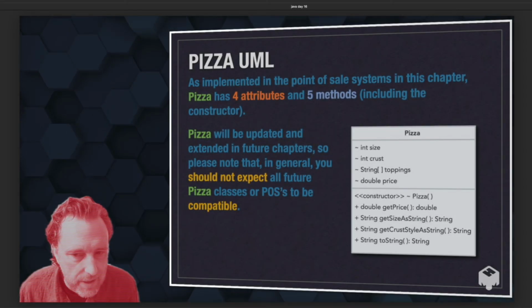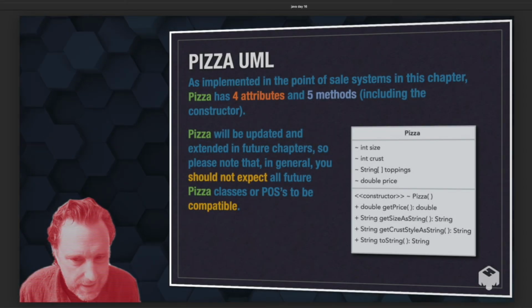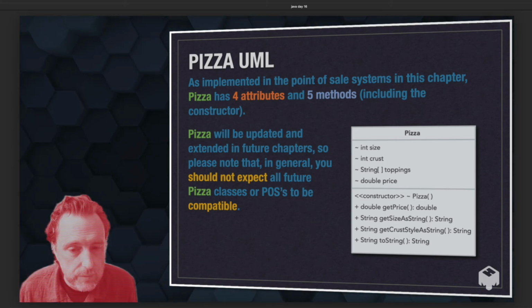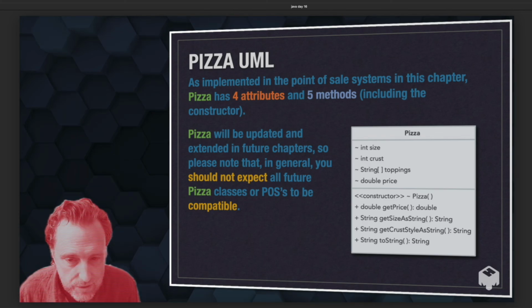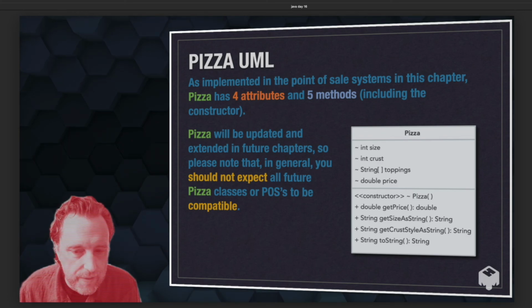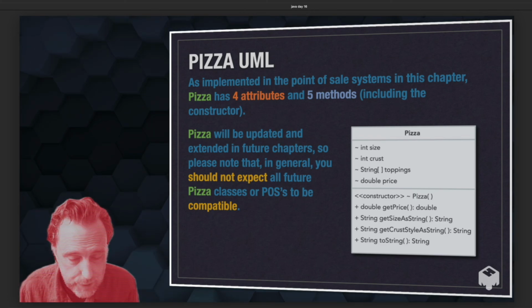The methods are a constructor method, a getPrice method, which calculates the price and returns it as a double, a getSizeAsString method, which takes the integer size and returns it as a descriptive size, like small, medium, large, extra large. Same thing with crust style. getCrustStyleAsString interprets the crust style integer in the form of text, like hand-tossed or thin or thick or whatever the case may be. And then the method that will describe each pizza as text for use in our UI is called toString.